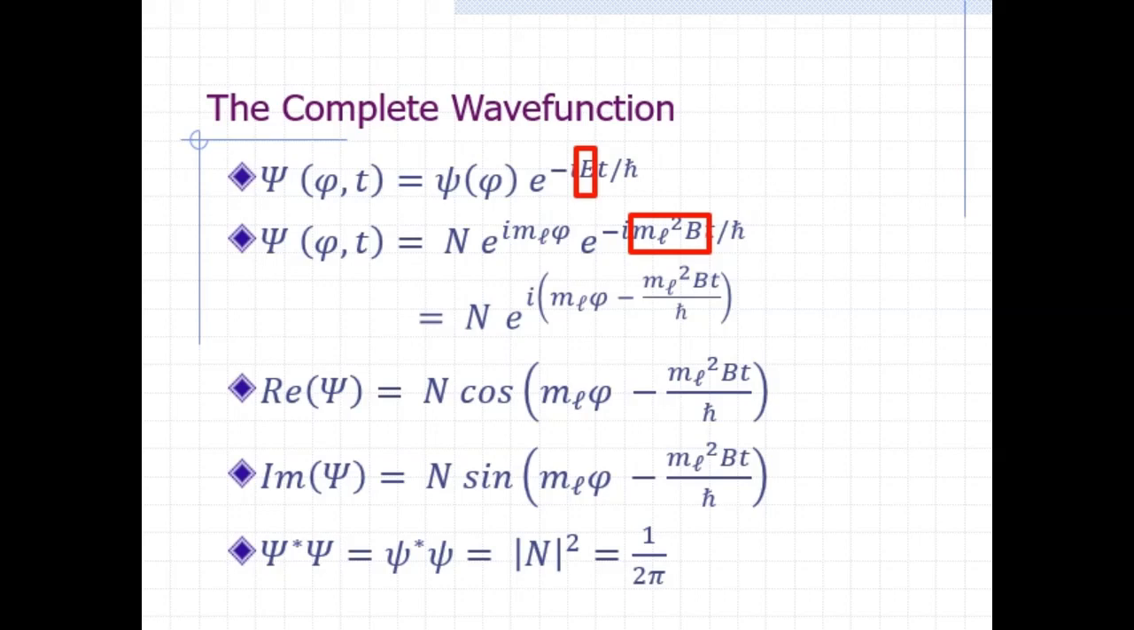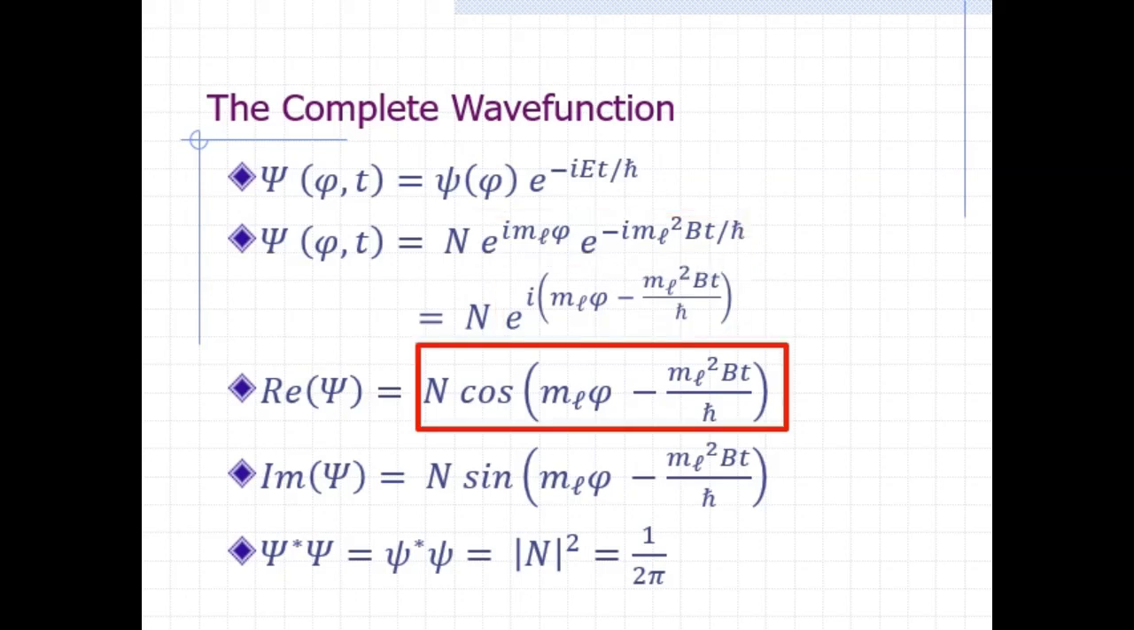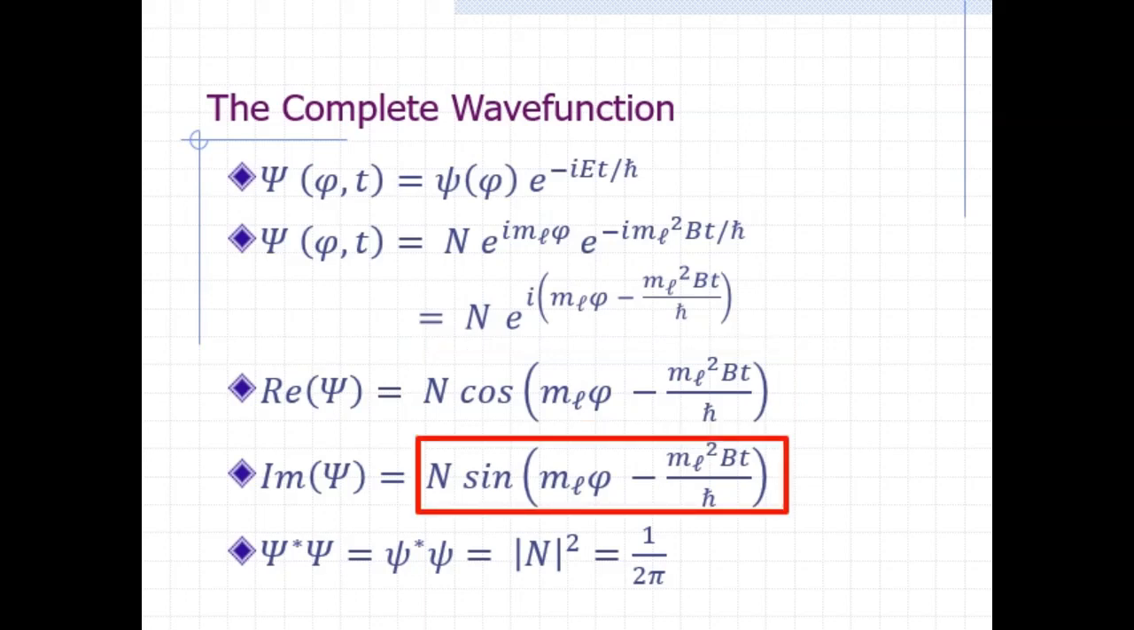By multiplying the exponential terms, we get an exponential term from which we can easily see that the real part of psi is N times cosine of m sub l phi minus m sub l squared Bt over h bar. And the imaginary part of psi is N times the sine of m sub l phi minus m sub l squared Bt over h bar.